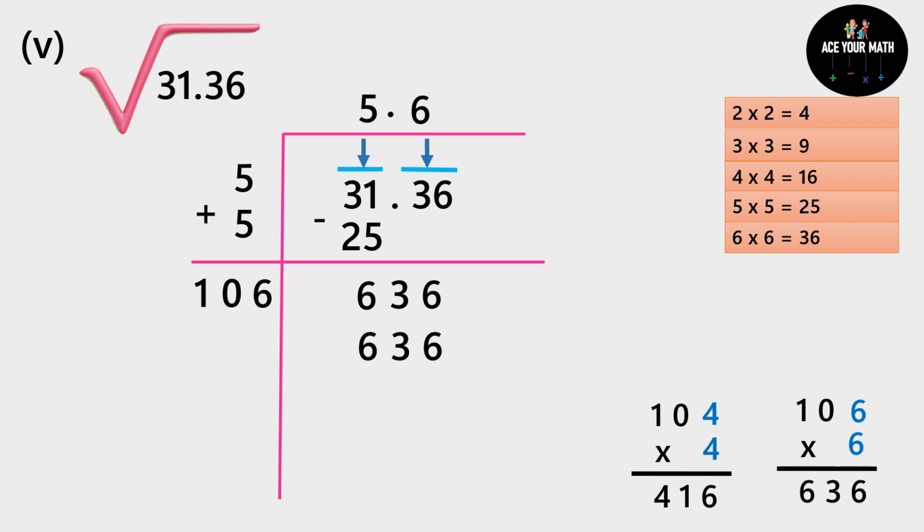So you will write 6 on the side, 6 at the top. So 106 times 6 is 636. Now same 6 you will add on the left hand side, and you will subtract. On subtraction you will get 0 on the right side, and complete the addition on the left hand side. That will give you 112. So the square root of 31.36 is 5.6.